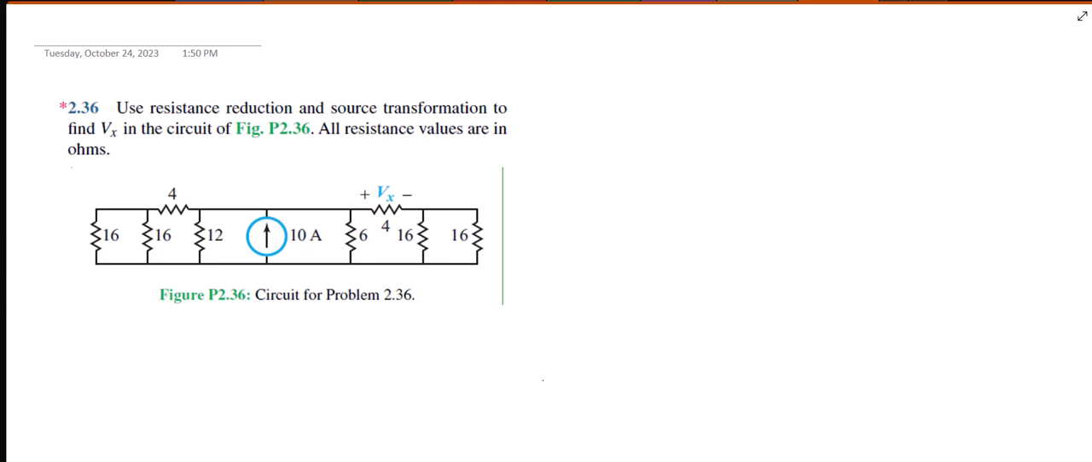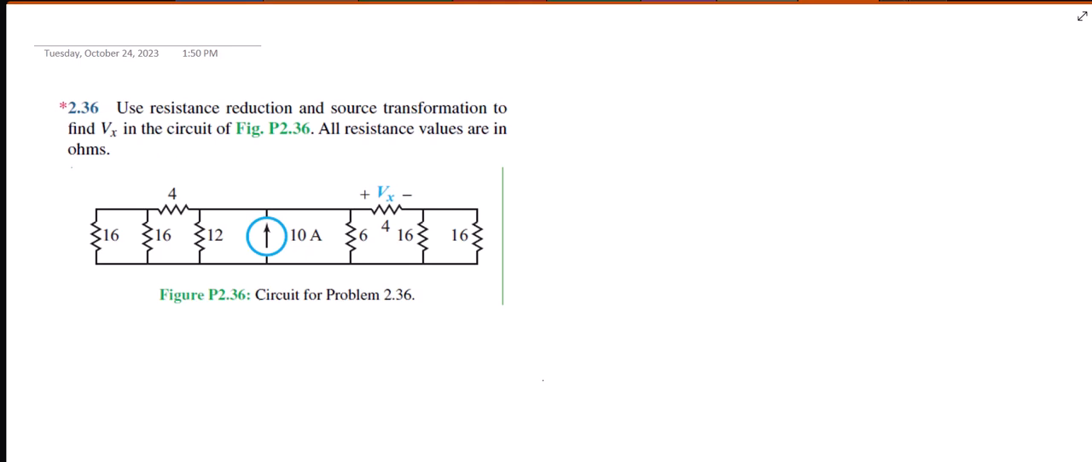Okay, so this problem says to use resistance reduction and source transformation to find Vx in this circuit, and all resistance values are in ohms. One thing that I see is a clue that you would use source transformation: your source is a current source, and that current source is in parallel with some resistors, and when you have a current source in parallel with resistors, then you can use source transformation.